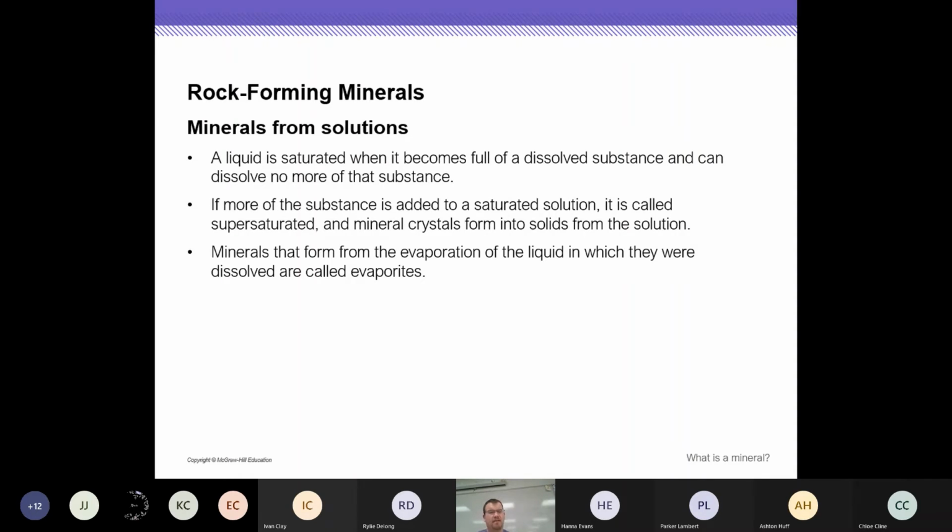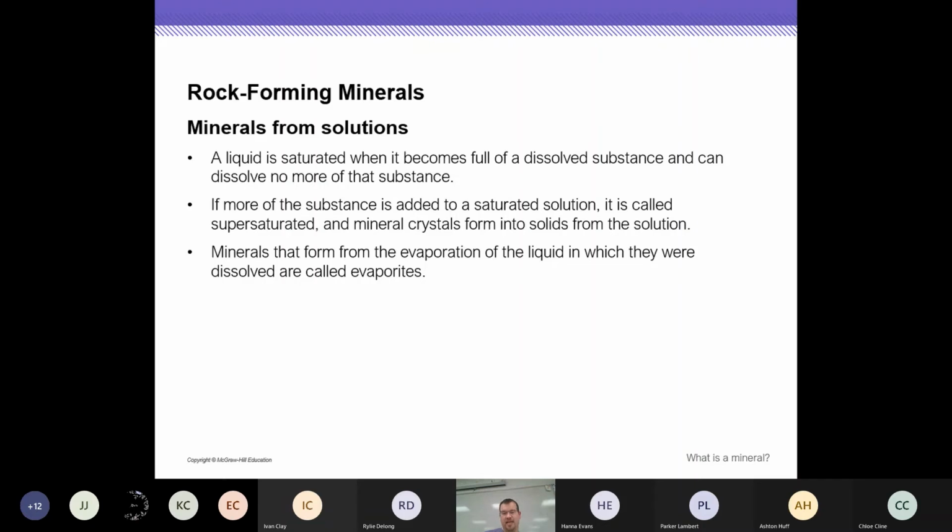Within this, we have minerals from solutions. So we have liquids that can be saturated, which means it's full of dissolved substances. And whenever we say it's saturated, it can dissolve no more of that substance. But there is a point where more can be pushed into it by different properties and things we can use from physical chemistry. And that is when you see a supersaturated solution. In that case, minerals will actually crystallize into solids from those solutions.